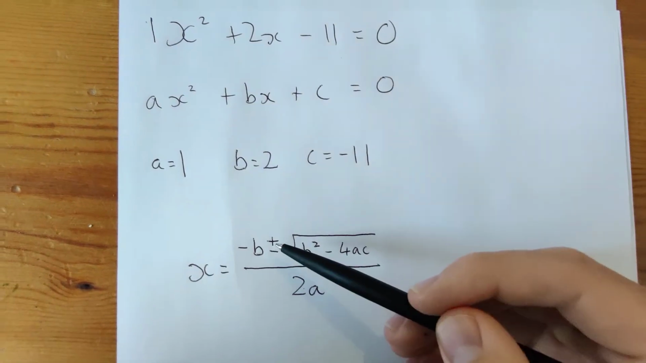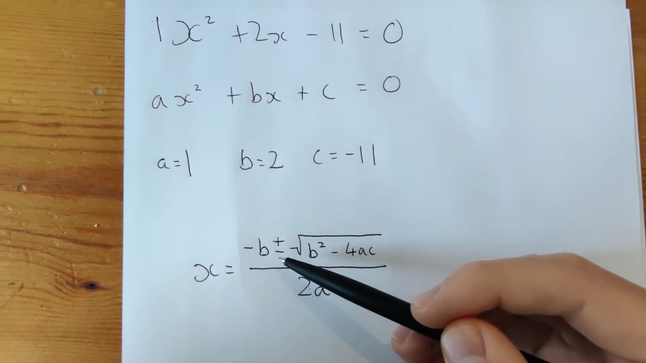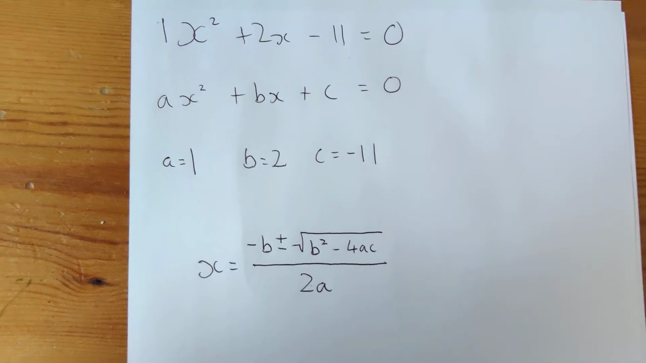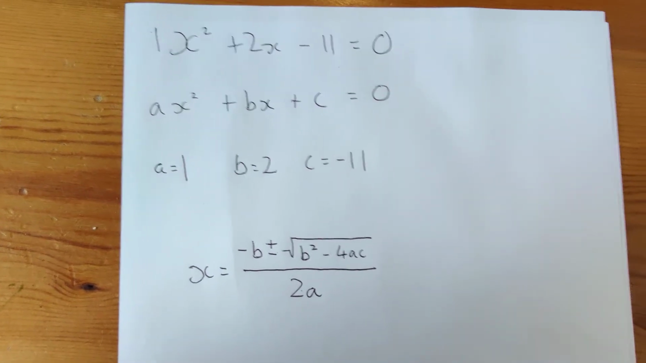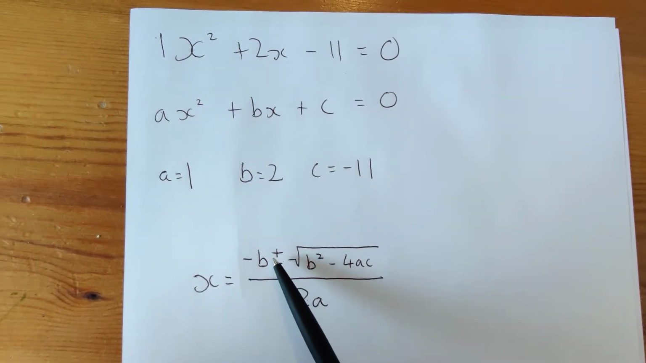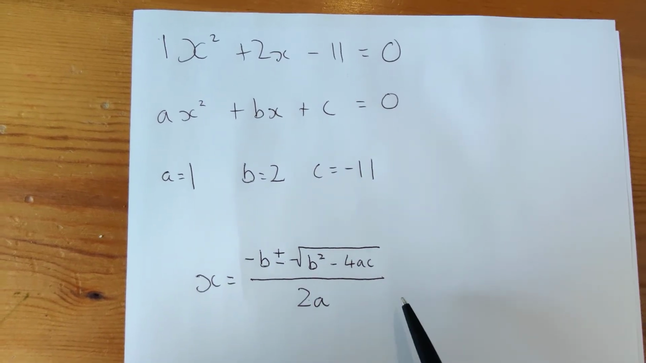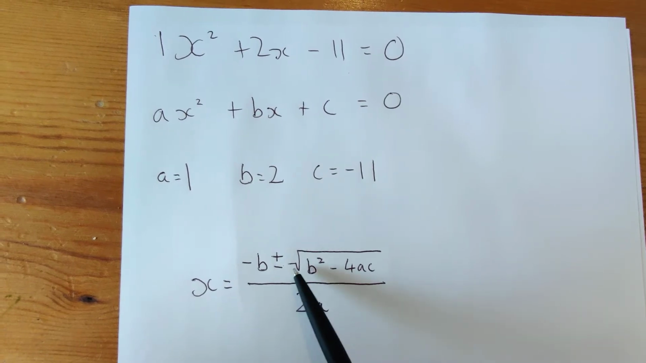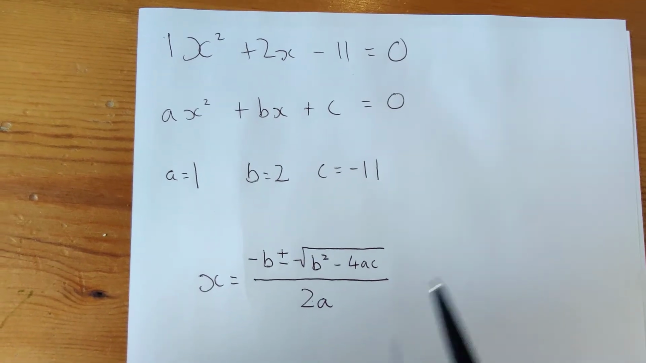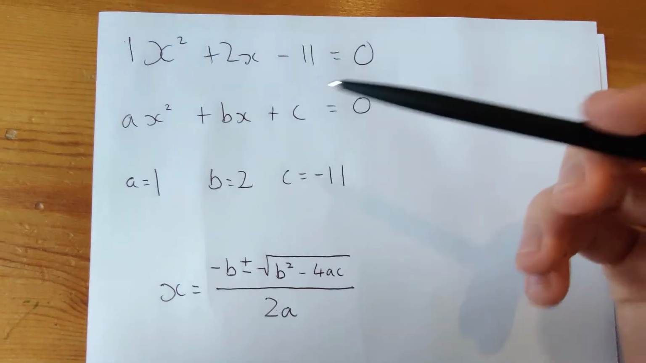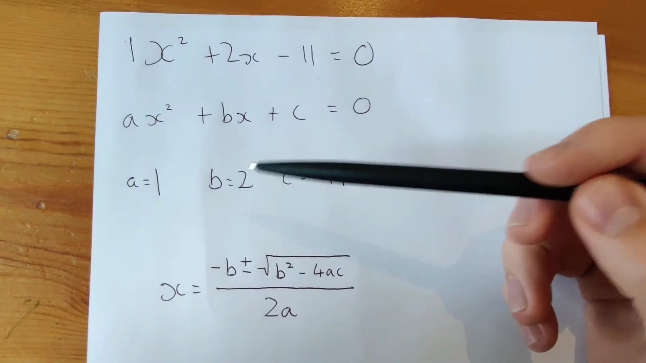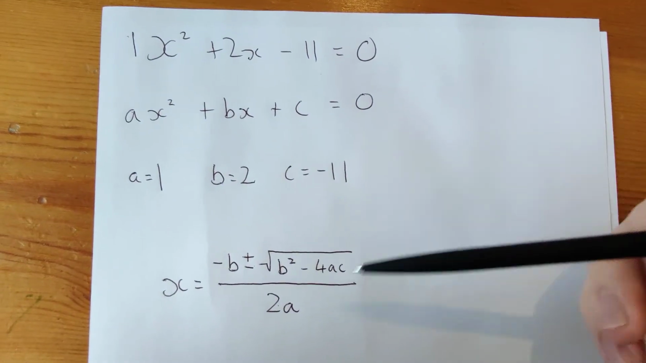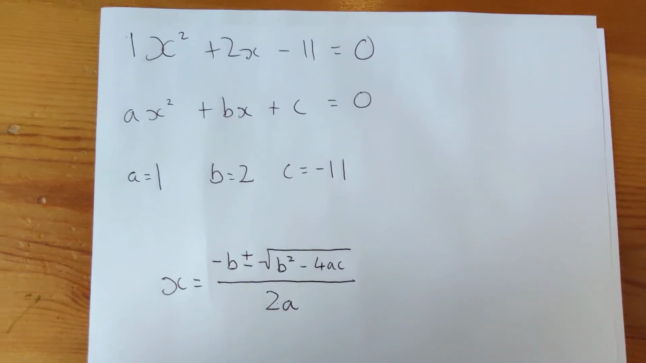Okay? The reason there is a plus and a minus is that there are two solutions. Just like when you factorise, there's two solutions. One of your solutions will be minus b plus all of this over 2a, and the other solution will be minus b minus all of this over 2a. So we've done most of the work now. I found out what a is. A was 1, b was 2, and c was minus 11. I've written down the formula. That's most of the work done.